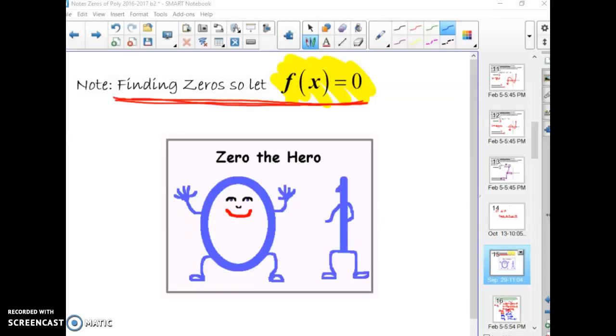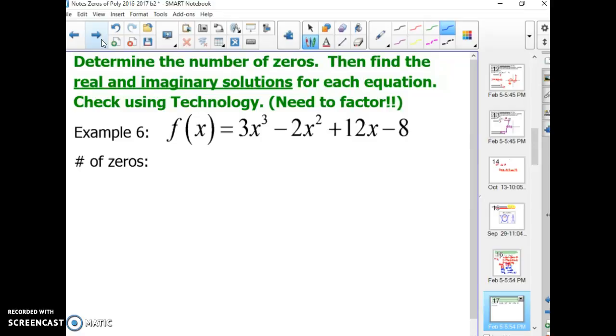Alright guys, so now we want to find zeros. So finding zeros, we've got to let our equation equal the big value of 0, 0 the hero. So our first example. First thing I need to do is let it equal 0. How many zeros am I looking for? 3.